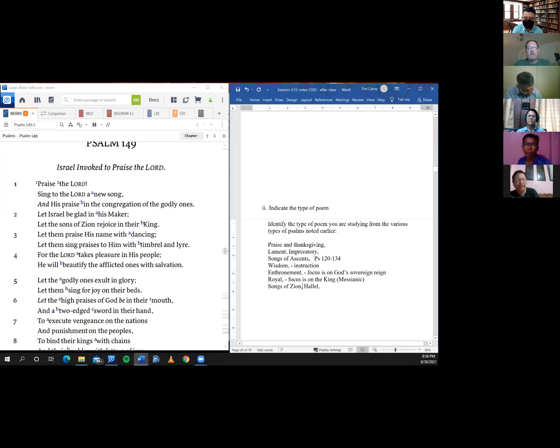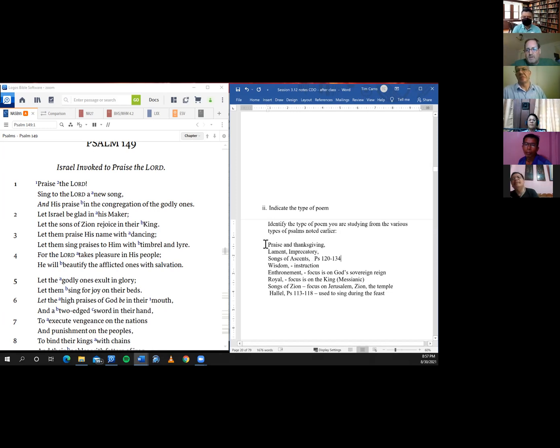The songs of Zion focus on Jerusalem, Zion, the temple, okay? And then the Hallel psalms, those came later. Those were Psalms 113 to 118. They were not originally written as Hallel psalms, but these later were used to sing during the feasts. And Passover is one example of that, okay? All right, so this is how we classified the Psalms.